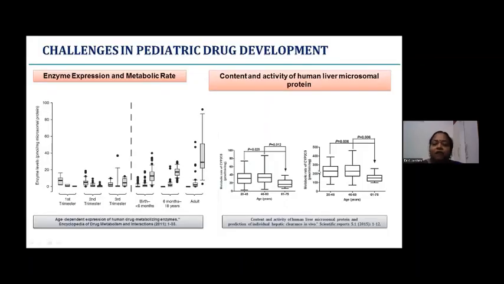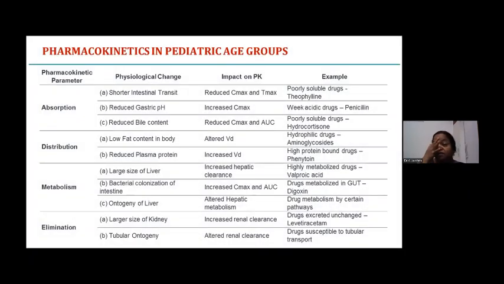This is a graph or study which shows that the enzyme expression and the metabolic rate are different in different age groups, and the activity of human liver microsomal enzymes. We all know that most of the metabolism takes place in the liver microsomal enzymes. So that is also changing with a difference in age. So these are some of the challenges which a pediatric age group faces.